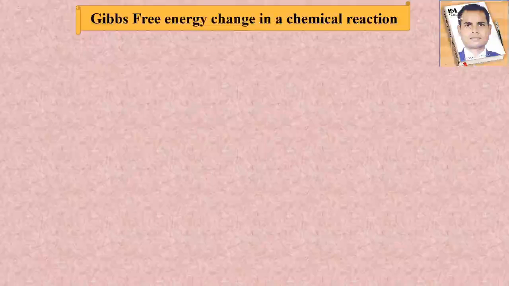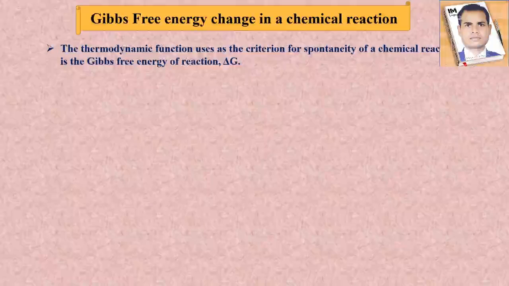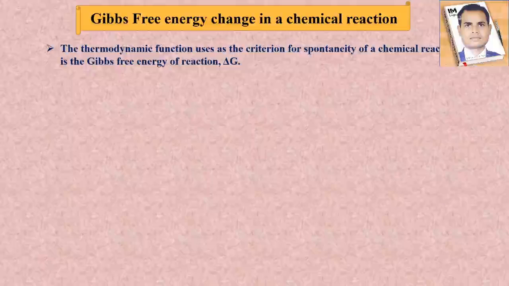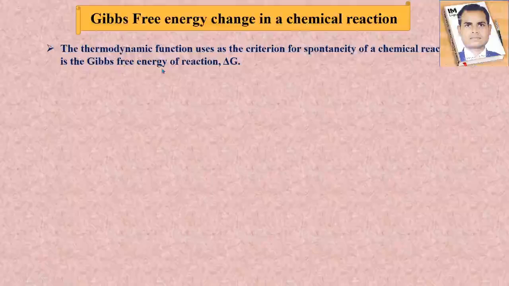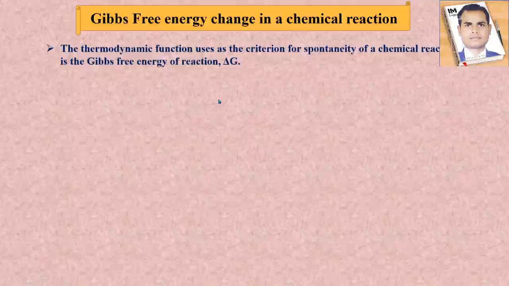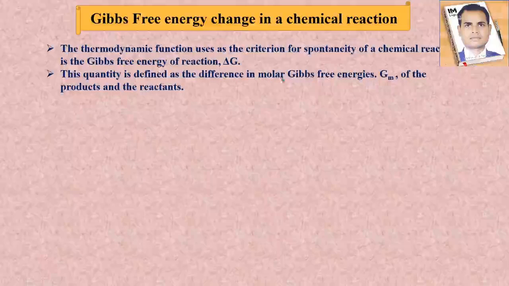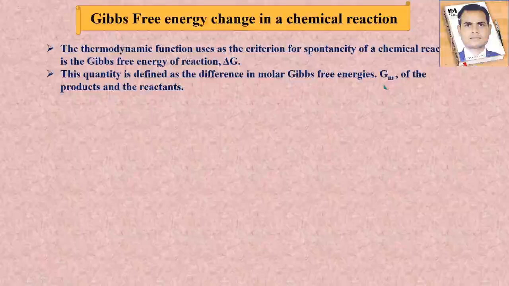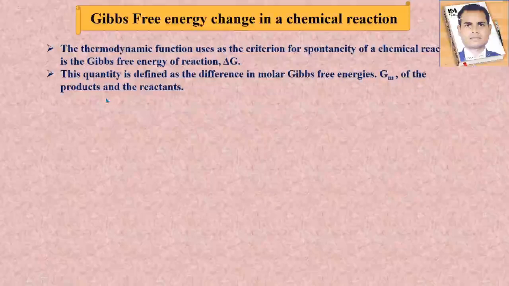Now we have to see how the Gibbs free energy changes in a chemical reaction. The thermodynamic function used as the criterion for the spontaneity of a chemical reaction is the Gibbs free energy of reaction. The change in Gibbs free energy is denoted by delta capital G. This quantity is defined as the difference in the molar Gibbs free energies, denoted by capital G with subscript small m, of the products and the reactants.